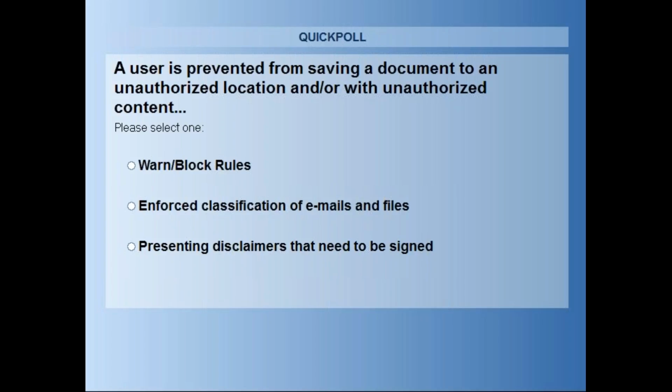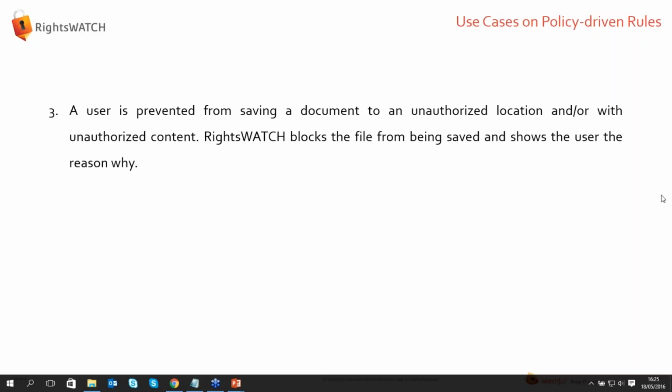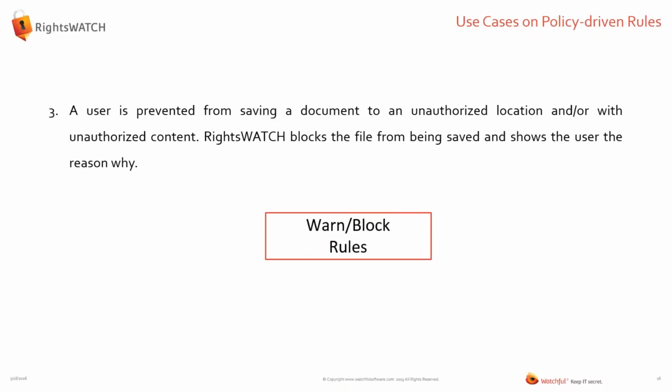Just a few more seconds. Okay, thank you. And the correct answer here is warn and block rules, because RightsWATCH is preventing, is blocking the user from performing an action. In this case, the action is saving a file in a certain location or in a certain folder.